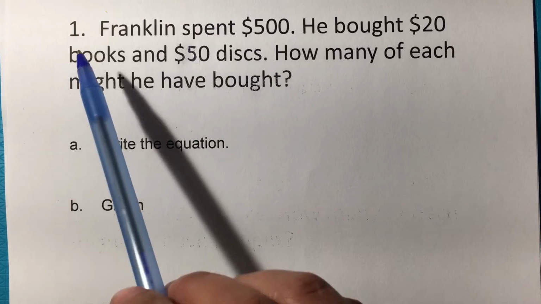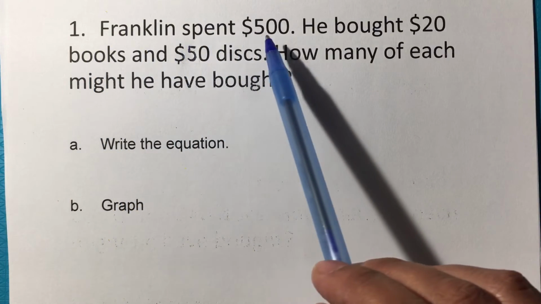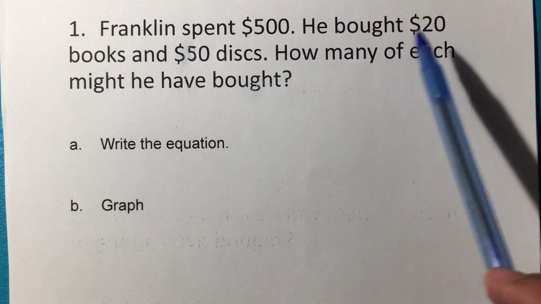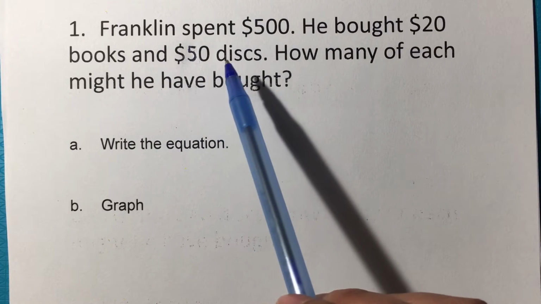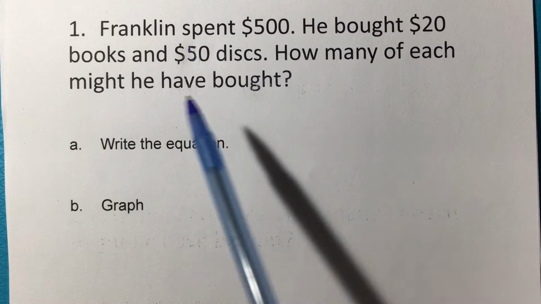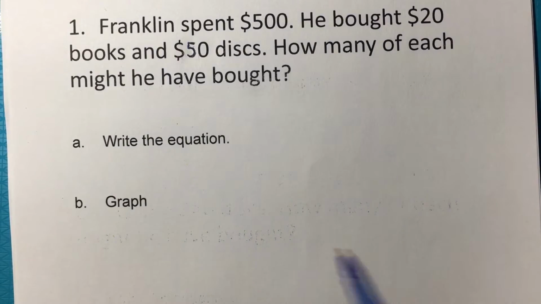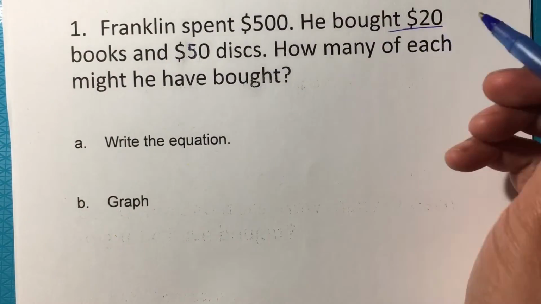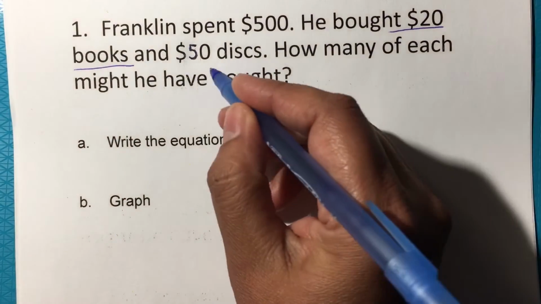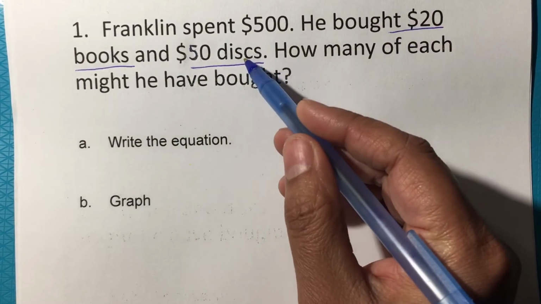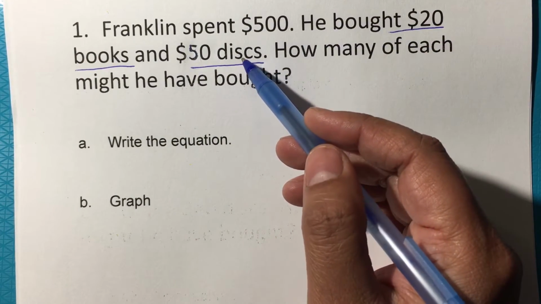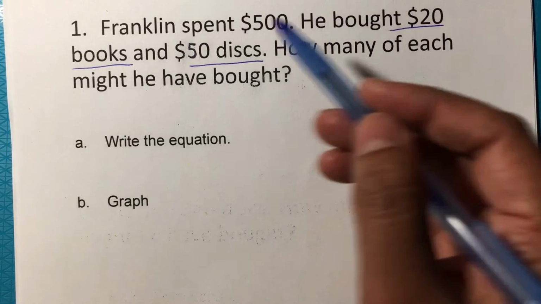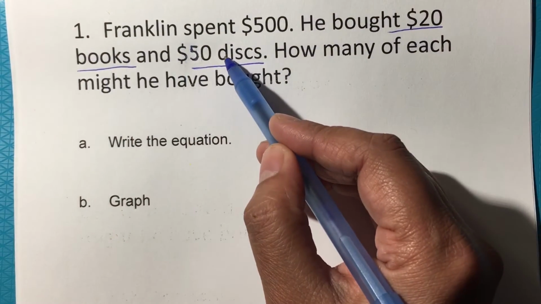Price problems. Number 1 says, Franklin spent $500. He bought $20 books and $50 discs. How many of each might he have bought? First, we're going to write an equation. For the books, we can use x, and for the discs, we can use y. Or the other option is to use the initial for each one.